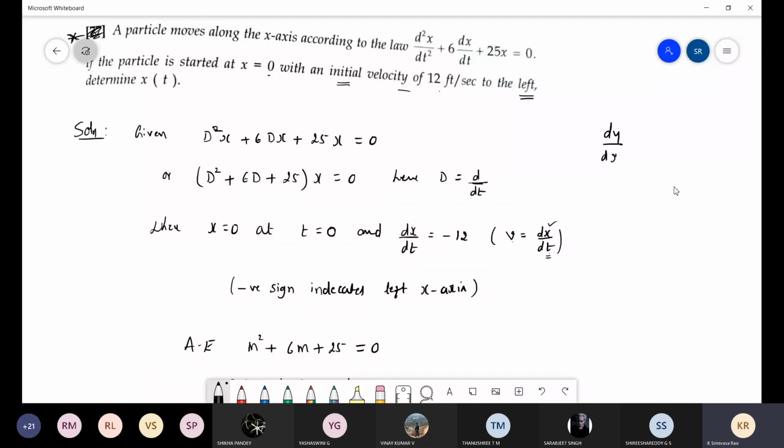Dy by dx means you should write y on the left hand side, and whatever the solution, like c1 e power x something, that x should be on the right hand side because the denominator is x. Now our equation has x as the numerator and t as the denominator. So how to write? Just convert. x equals e power minus 3t.